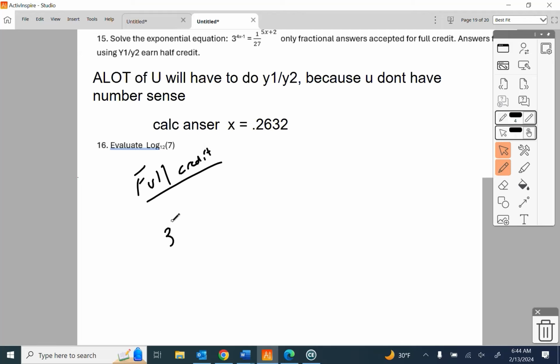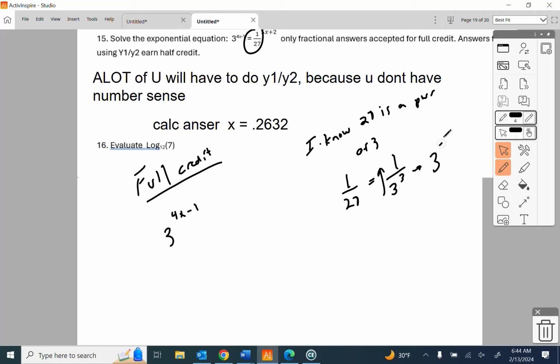What we're going to do is leave what I know. And that's a big part of it. 27 is a power of 3. So when I look at 1 over 27, I see 1 over 3 cubed. And we have the rule about exponents. That's 3 to the negative third power. By all means, push buttons to figure this out. 3 to the negative 3, I already have the exponential space, 5x plus 2.